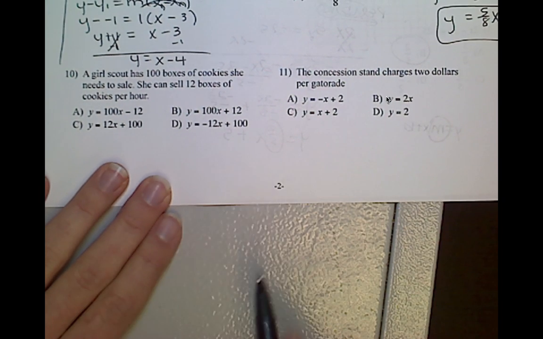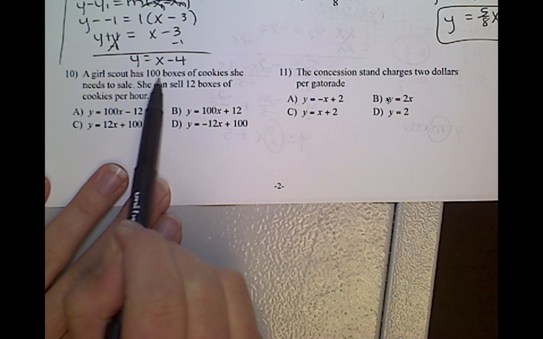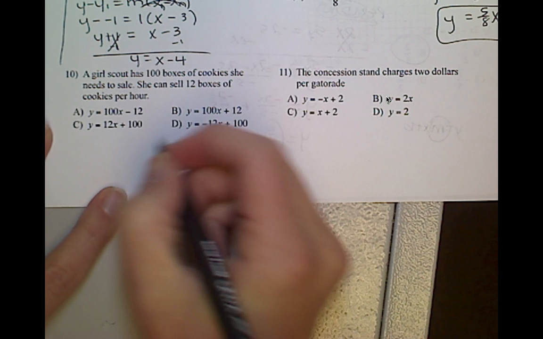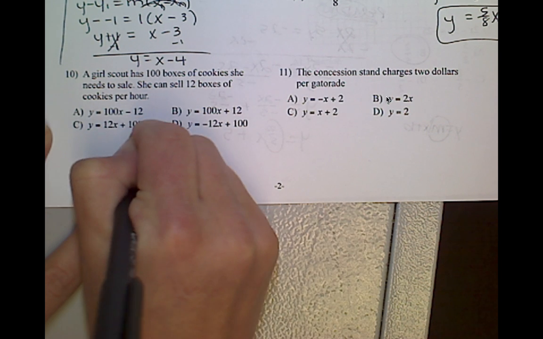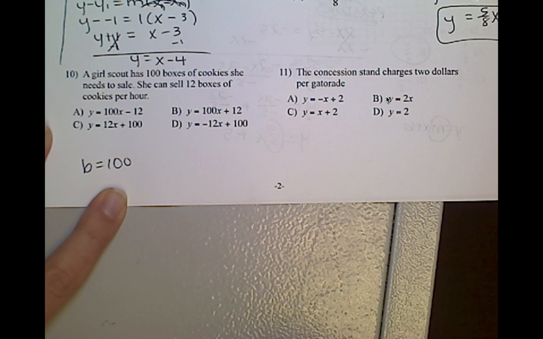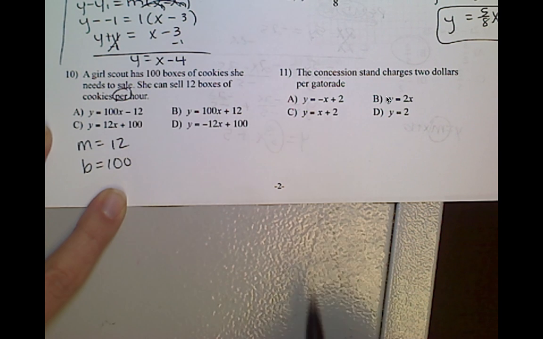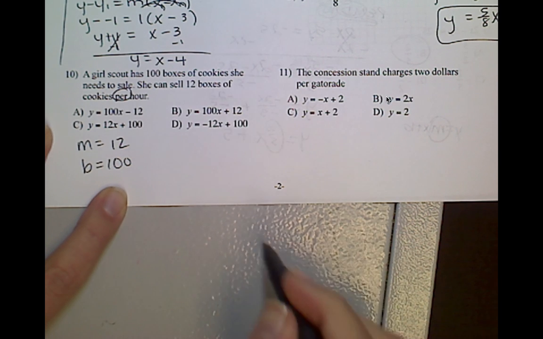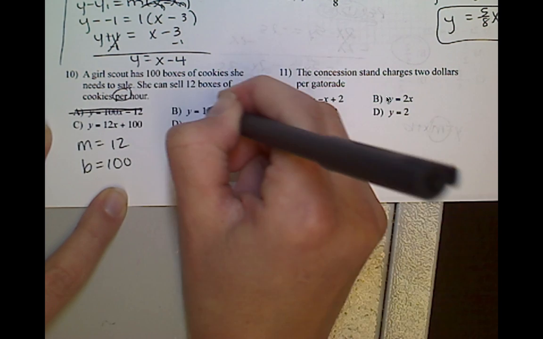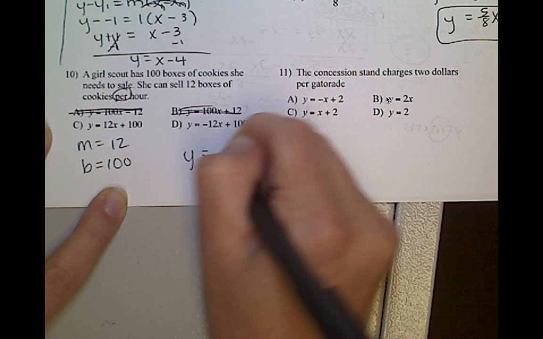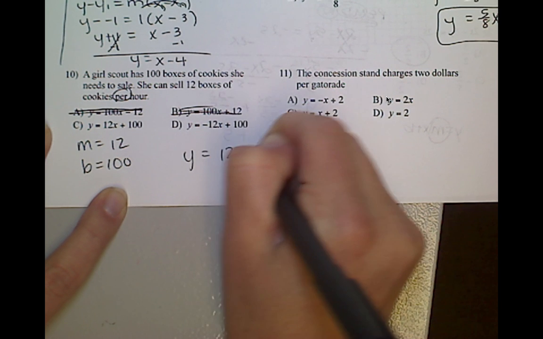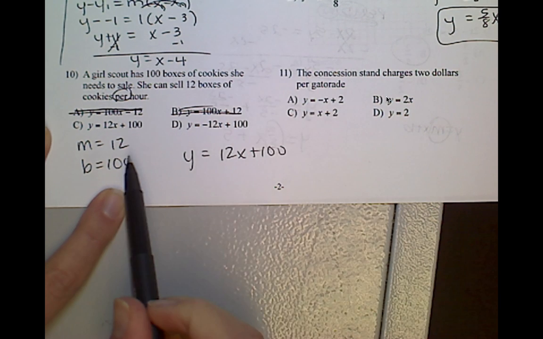Okay, a Girl Scout has 100 boxes that she needs to sell. So she's starting off with 100. That sounds like a y-intercept, because a y-intercept is your starting value. And she's going to sell 12 boxes per hour. Whenever you see that word per, that tells you there's a slope there, okay? So that eliminates A and eliminates B for us, because we know it's got to be y equals mx plus b.